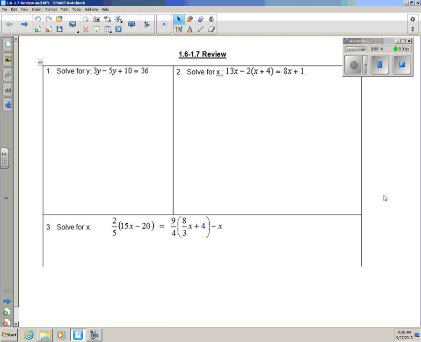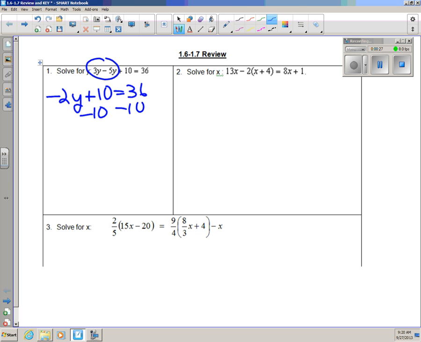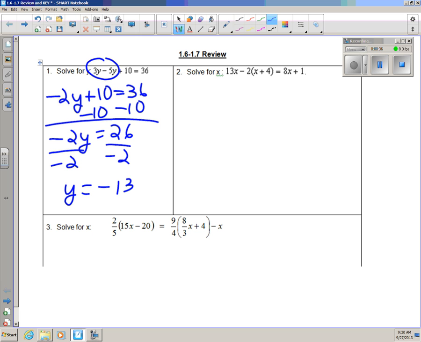Alrighty. So for the first one, we're looking to solve for y. Notice on the left-hand side that I've got some like terms. So I really can simplify this and say negative 2y plus 10 equals 36. I'm going to subtract 10 on both sides. I'm going to get negative 2y equals 26. Divide both sides by negative 2, and y becomes negative 13.